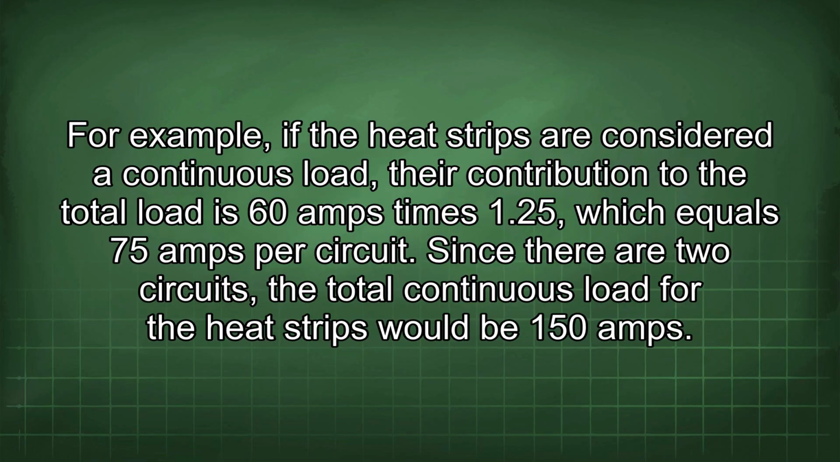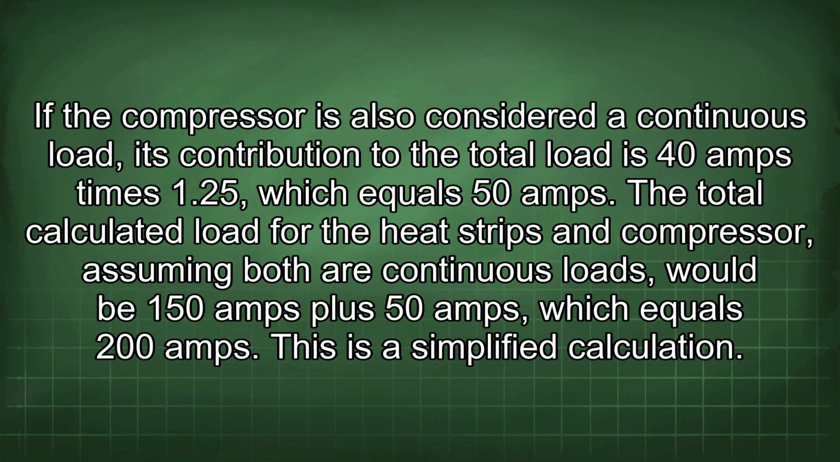If they are not expected to run continuously, their actual amperage can be used in the calculation. For example, if the heat strips are considered a continuous load, their contribution to the total load is 60 amps times 1.25, which equals 75 amps per circuit. Since there are two circuits, the total continuous load for the heat strips would be 150 amps. If the compressor is also considered a continuous load, its contribution to the total load is 40 amps times 1.25, which equals 50 amps. The total calculated load for the heat strips and compressor, assuming both are continuous loads, would be 150 amps plus 50 amps, which equals 200 amps. This is the simplified calculation.